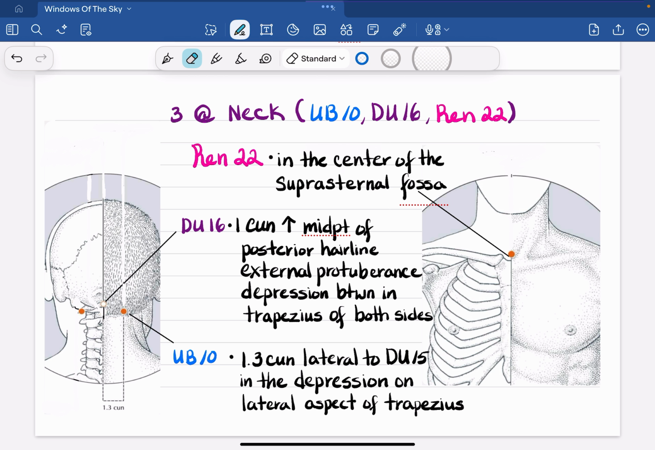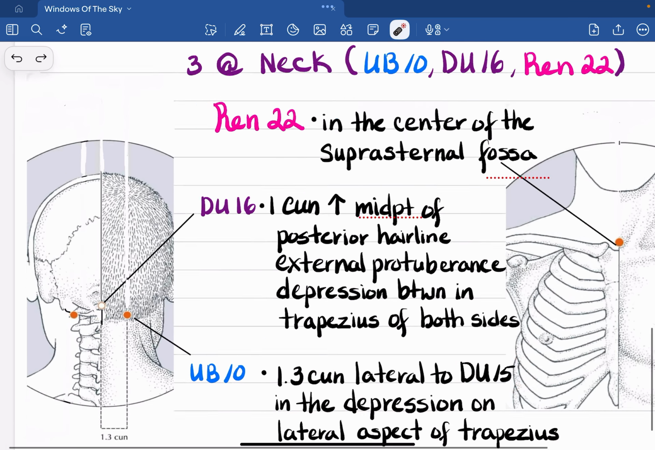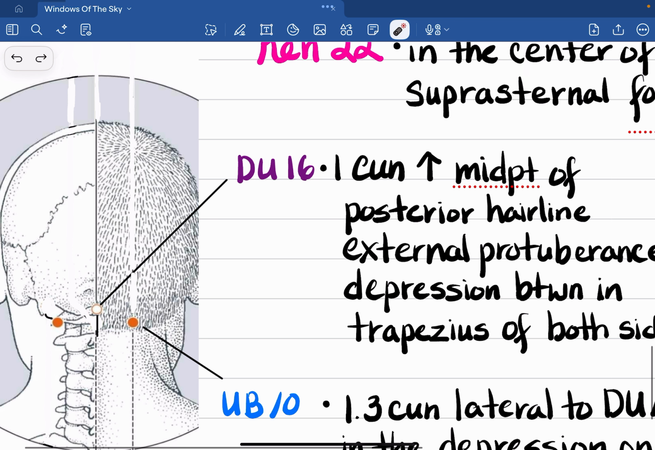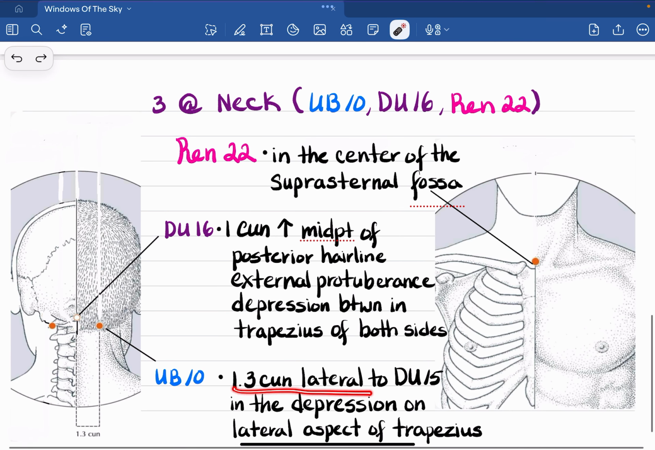So if you see the base of the skull, that's where UB10 is. The location for this is 1.3 soon lateral to DU15, and the depression on the lateral aspects of the trapezius. So if you see right here, this is where UB10 is. But it's only about 1.3 soon lateral.